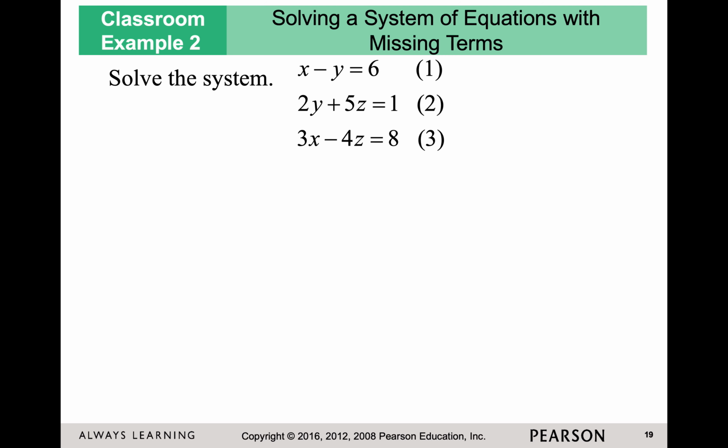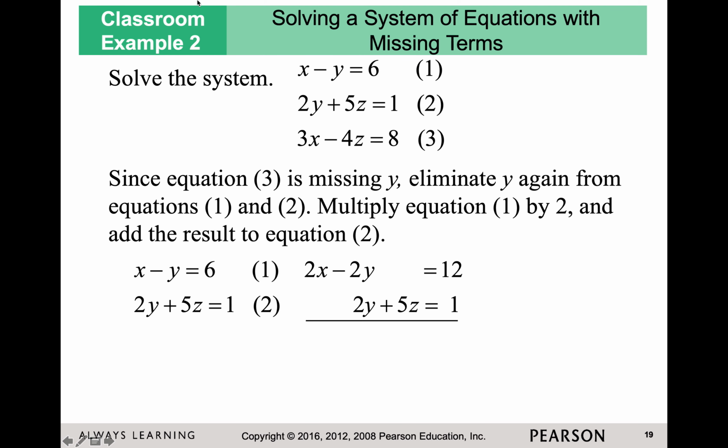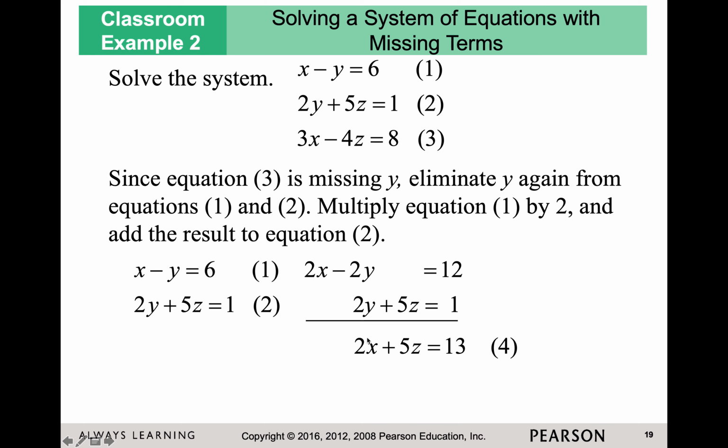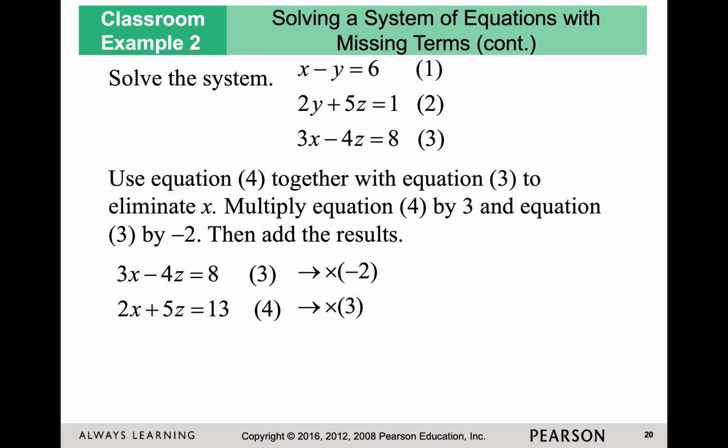When some equations have missing terms, it's kind of nice because then I don't have a pure 3x3. Since equation 3 is missing a y, I can eliminate the y again from equations 1 and 2. So if I multiply equation 1 by 2, and I add that to number 2, I'm going to get equation 4, which has just x and z. Then I'm going to use 4 with 3 to eliminate the x value and solve that 2 by 2. So I don't have to get two separate equations here. I'm able to just do it in one because I don't have the y variable.